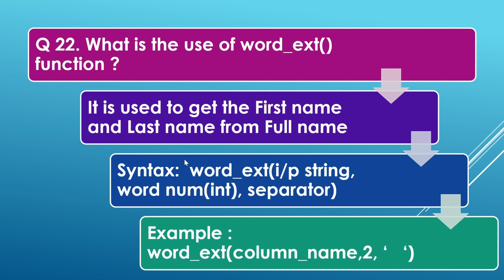The syntax for word_ext is word_ext of input string, comma, word number, which is an integer, comma, separator. Let's see an example. Word_ext of input string, where the input string is a column name we can give. The word number is, suppose, 2, which is an integer number. And the separator is space here. From this we will get the second word from the input string.